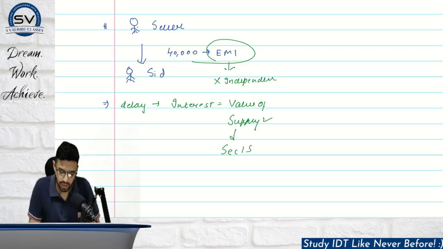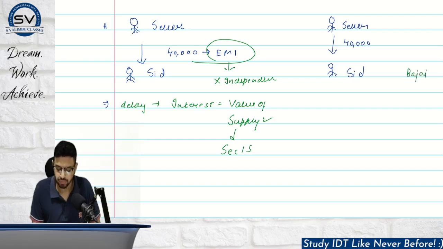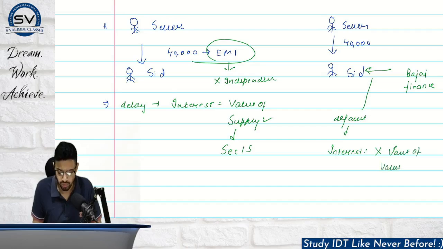Now on the contrary, let's say this is the seller, this is the buyer, I bought a phone of 40,000 rupees, but I took a loan from Bajaj Finance. Now, if I default with respect to this loan and there is an interest involved, will this interest be a part of value of supply? Answer is no, not a part of value of supply.